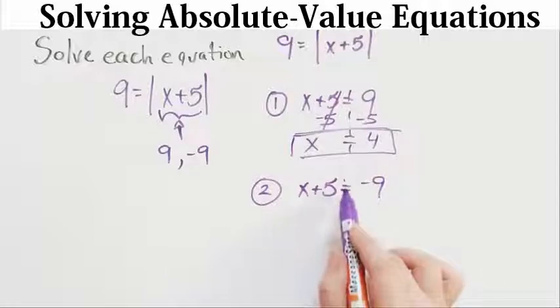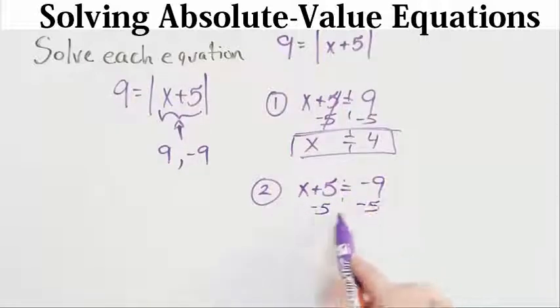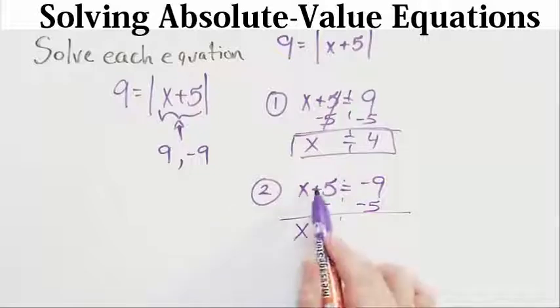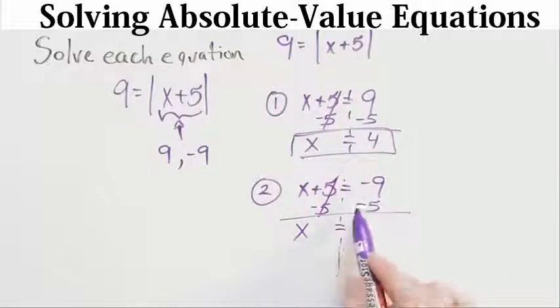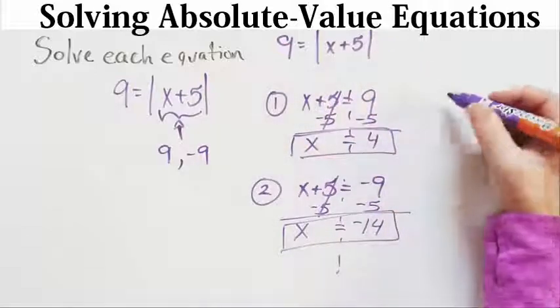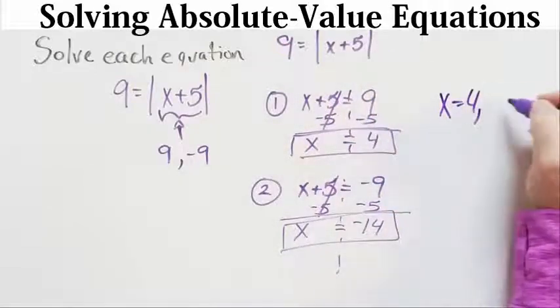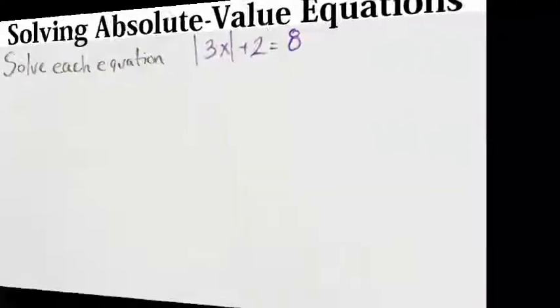Second case, I want the x by itself. The positive 5 needs to move, so we're going to subtract 5 from both sides. x is still here. A positive 5 minus 5 turns to 0. It goes away. Negative 9 minus 5 is negative 14, and you're done. So there are two ways to make this statement true. Either x is going to be 4, or x is going to be negative 14.